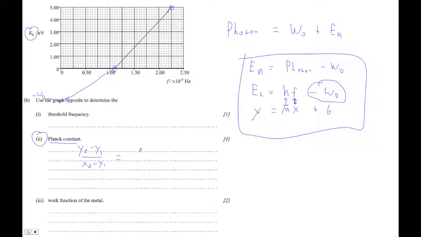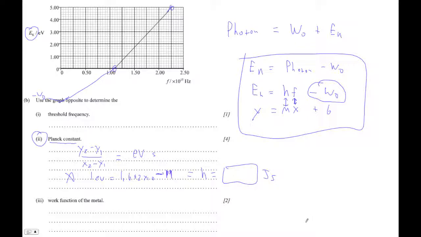Notice that it will be in electron volt seconds, right? Okay. And they probably want Planck's constant not in electron volt seconds. They probably want it in joule seconds. Okay, so what you're going to do is remember that 1 electron volt is 1.602 times 10 to the minus 19th joules. So once you get that slope, multiply by this conversion factor, and then you'll get Planck's constant in so many joule seconds.